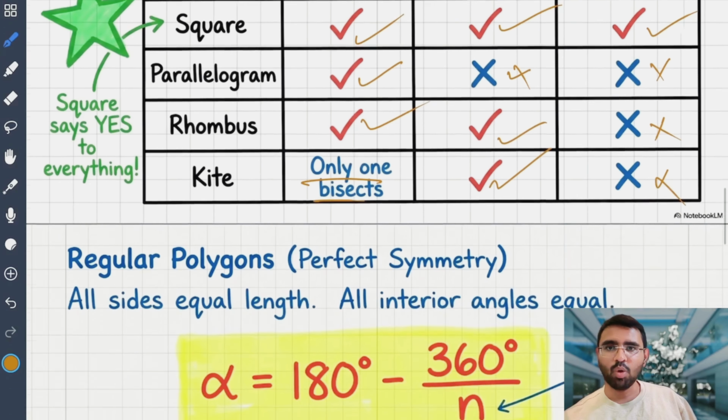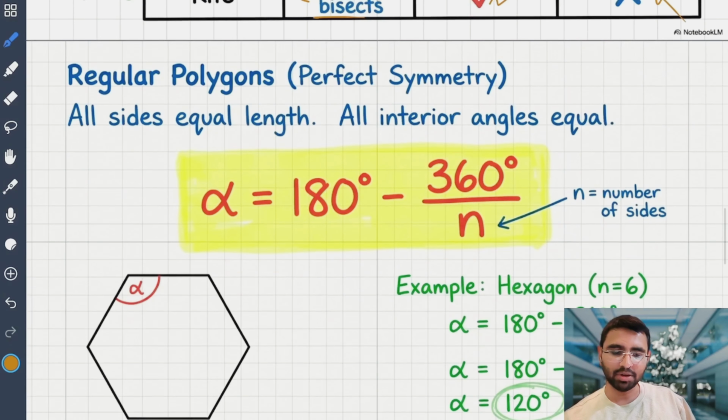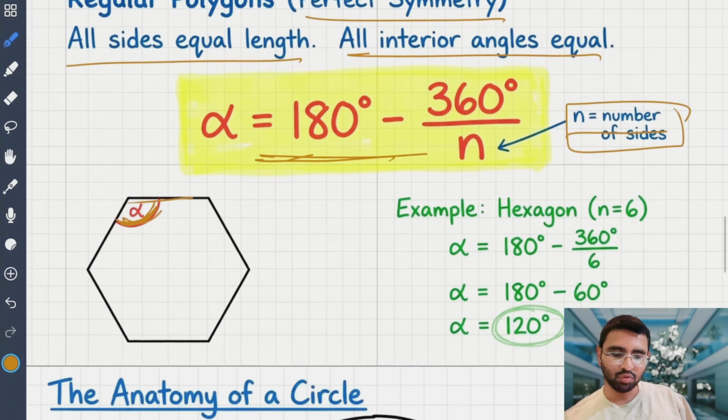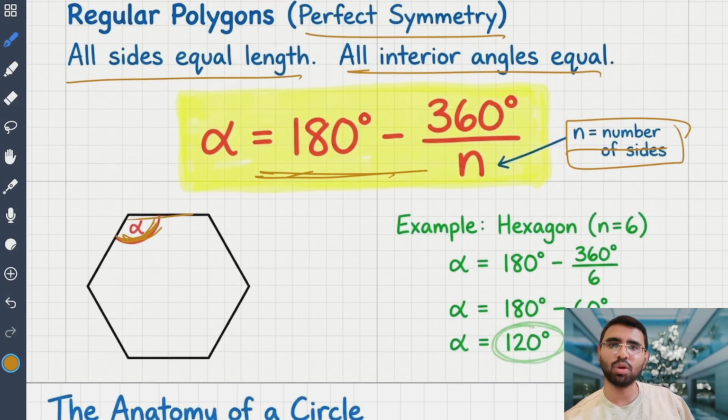Got it? So coming to the regular polygons, perfect symmetry. All sides are of equal length and all interior angles are equal. Alpha is equal to, this is a polygon, so alpha is 180 minus 360 by n, where n is the number of sides. So 180 minus 360 by n. This is the formula for the angle alpha.